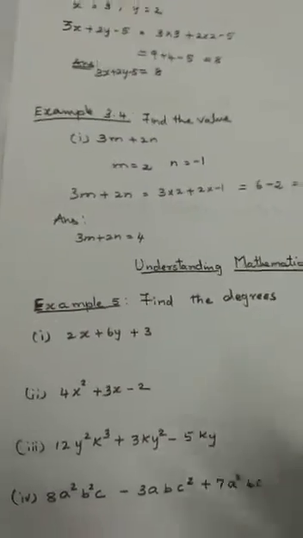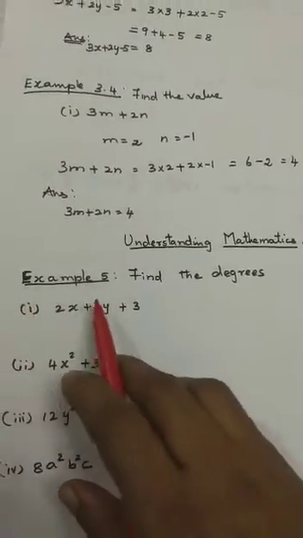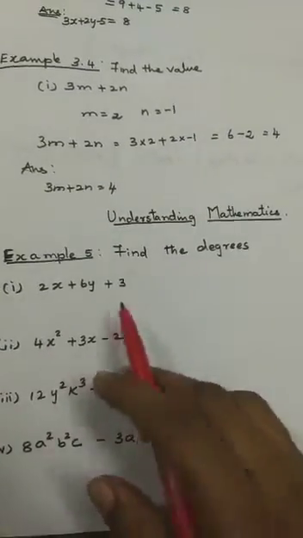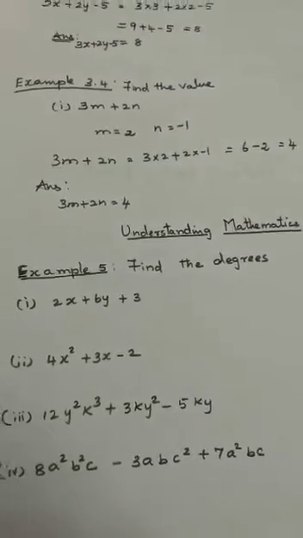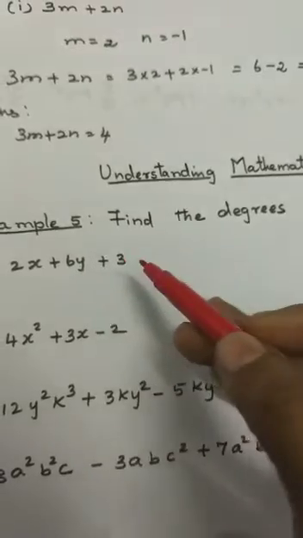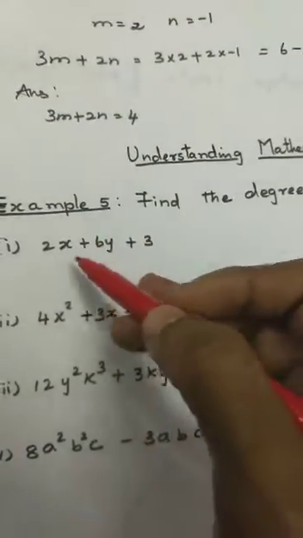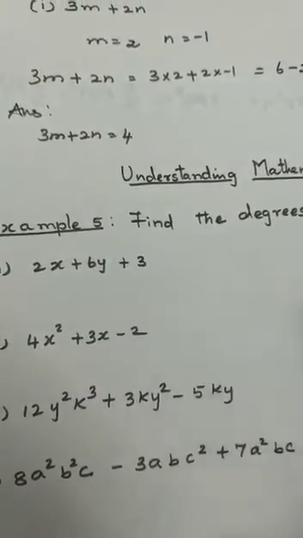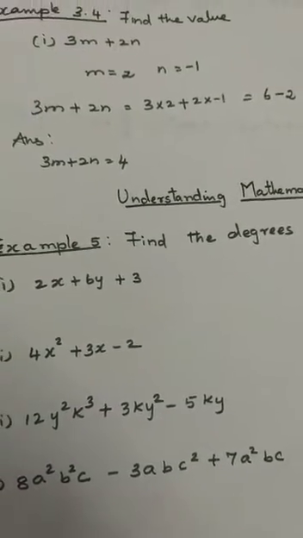Okay. Then take understanding mathematics. In that we will see example 5. Find the degrees. You have to say the degrees for all these expressions. First algebraic expression is 2x plus 6y plus 3. We have to see the degrees for each term and say which is greater. That is the degree of the expression.